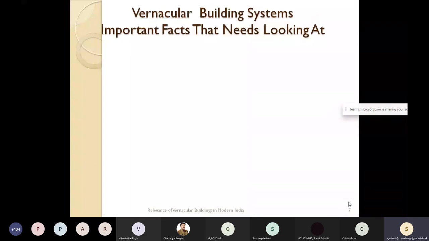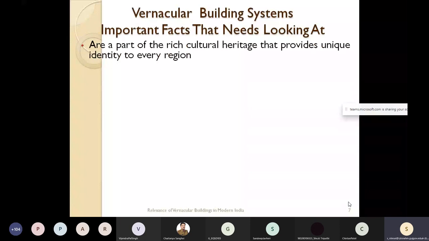Now, we need to look at some of the facts of vernacular buildings. Number one, as I mentioned, they are part of the rich cultural heritage that provides unique identity to every region. A small state like Gujarat has so many different traditional architectures. You go to the Dangs, which is hilly with a lot of biomass, you have one type, and in the coastal area of South Gujarat, you have something else, and as you move up, it changes. In Saurashtra it's different, and in Kutch it's different. So this is something very unique, and it's very rich.